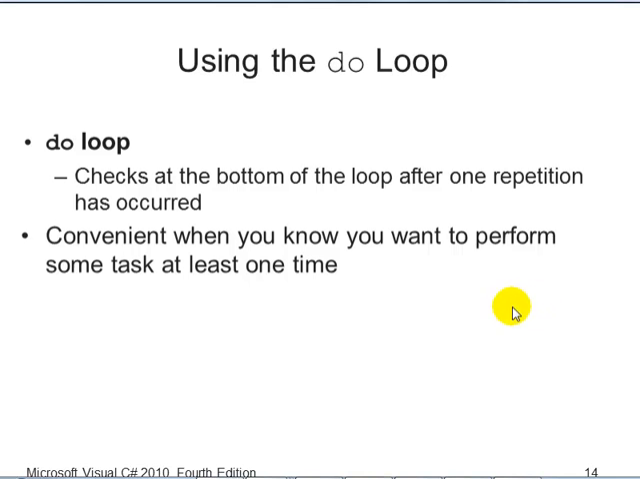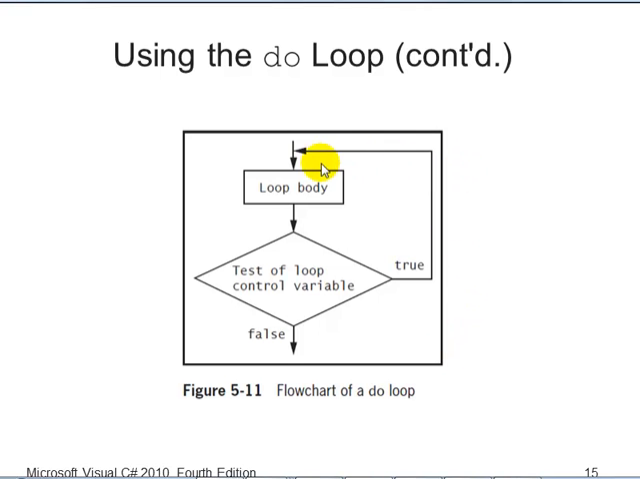So let's look at the syntax. In this case, you're going to have a loop body, and then you're going to test your variable, and if it's true, you'll go back and you'll repeat the loop. Okay, so you can see this test is at the end. It's after you've executed the loop body once.